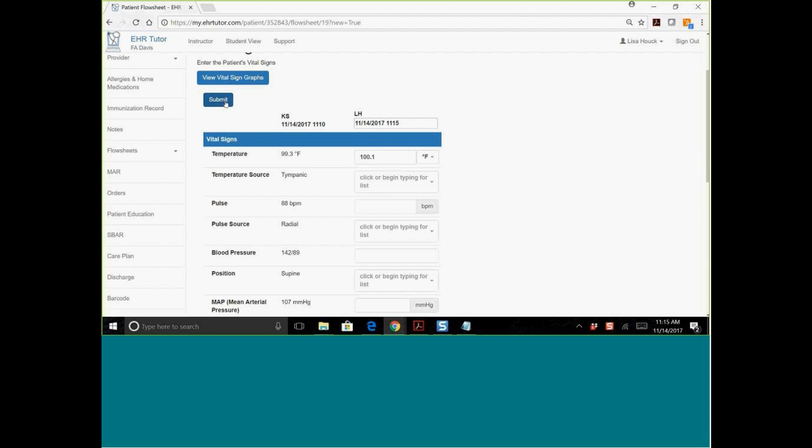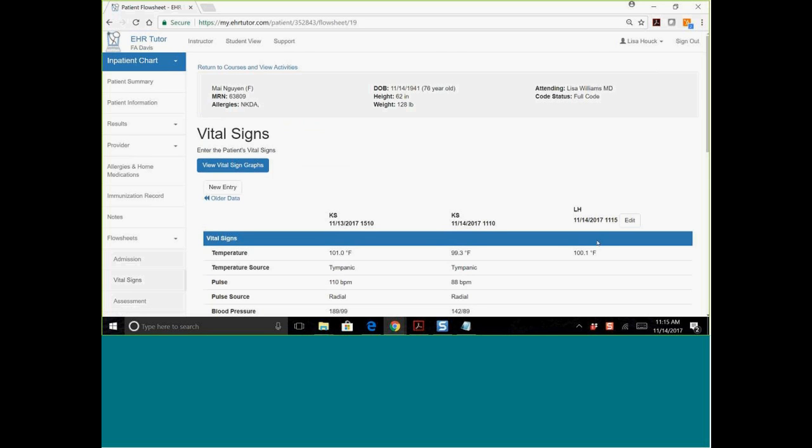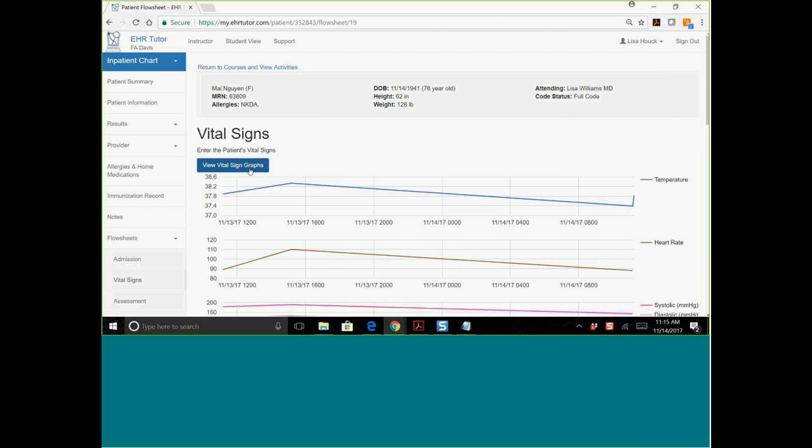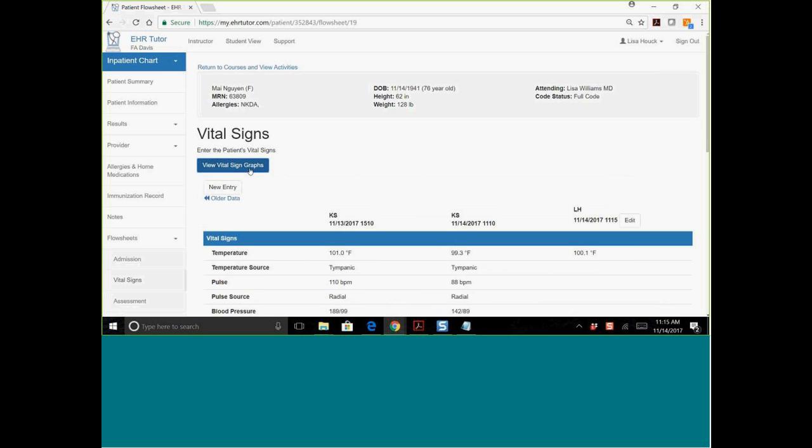Once you're done on any of the flow sheets, you click the submit button, and it automatically adds your information with your initials and the current date and time. Students can edit what they write, but they cannot edit what somebody else writes. On this page, we do have vital sign graphs that you can look at. We graph all the vital signs, looking for trends. To close it, you just click the button.